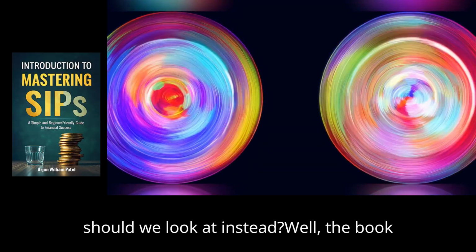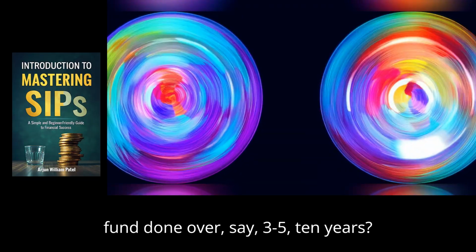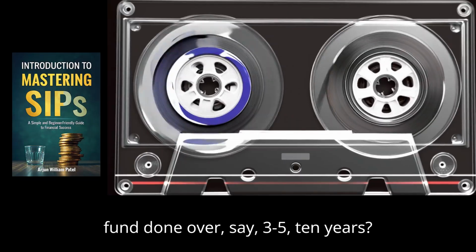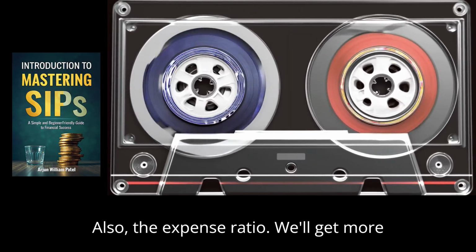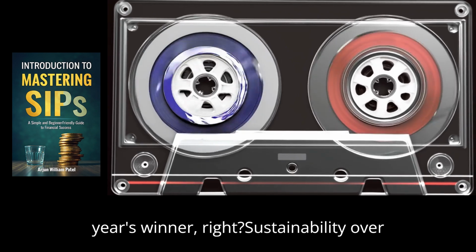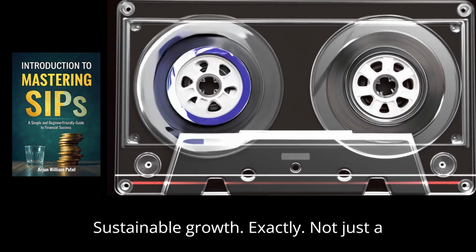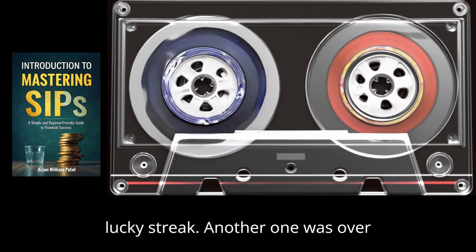So what should we look at instead? Well, the book points towards consistency. How has the fund done over, say, 3, 5, 10 years? Also, the expense ratio, we'll get more into that, and the quality of the fund management team. Don't just chase last year's winner. Right. Sustainability over a flash in the pan. Makes sense. Sustainable growth, exactly. Not just a lucky streak.